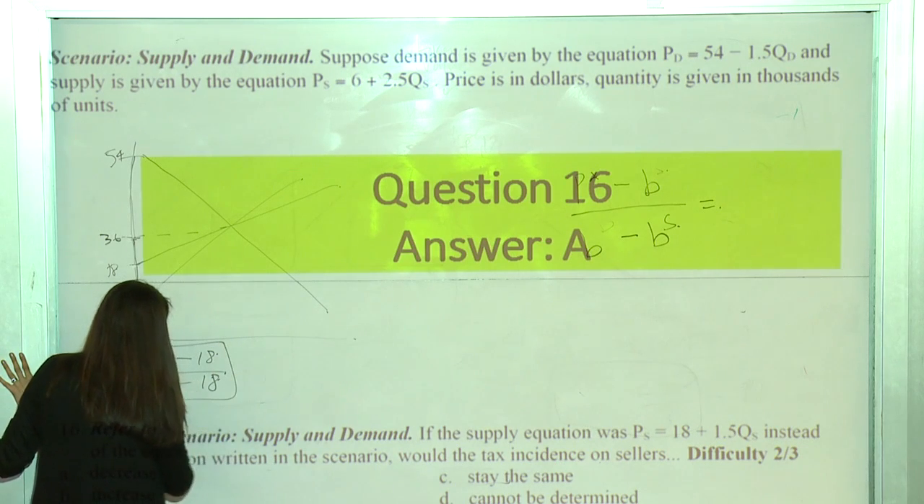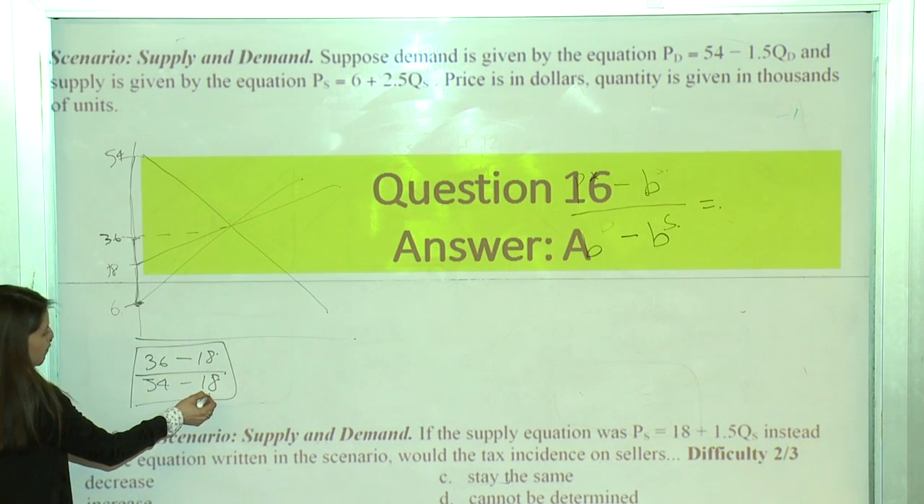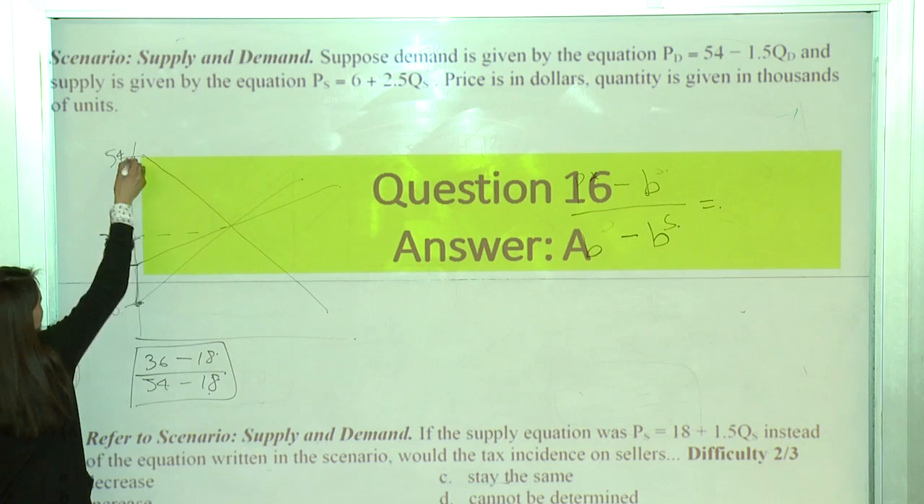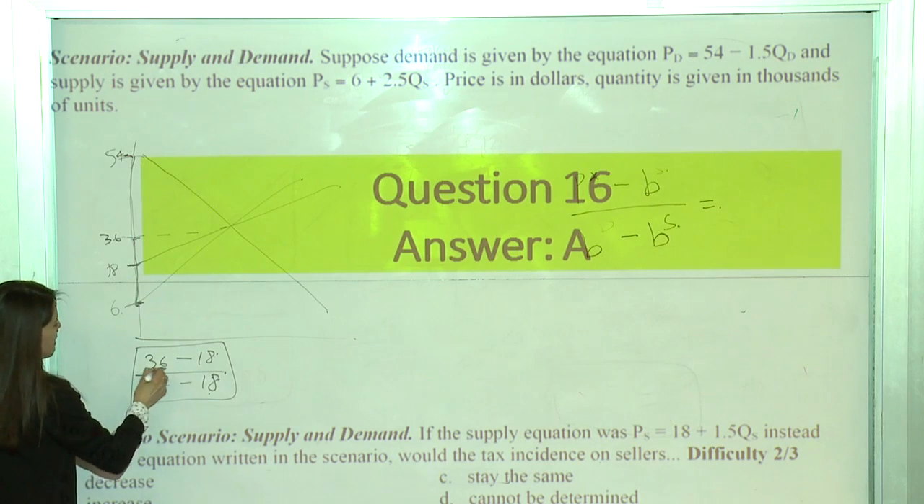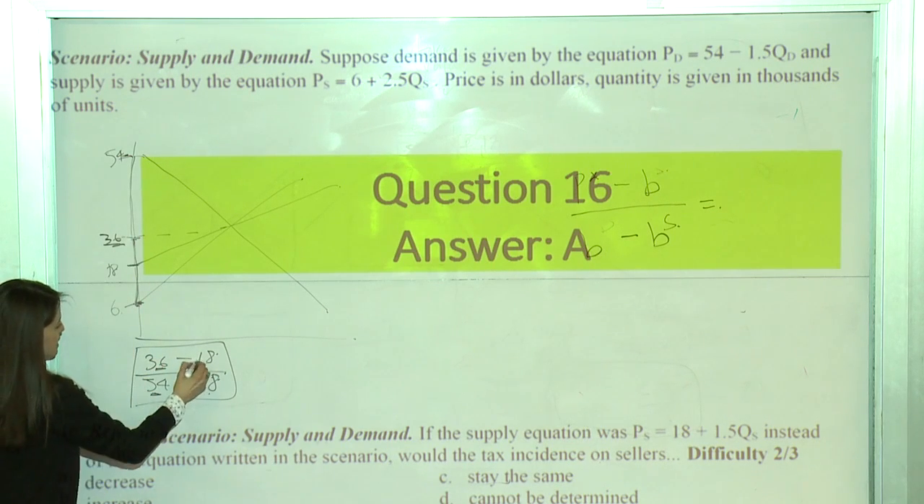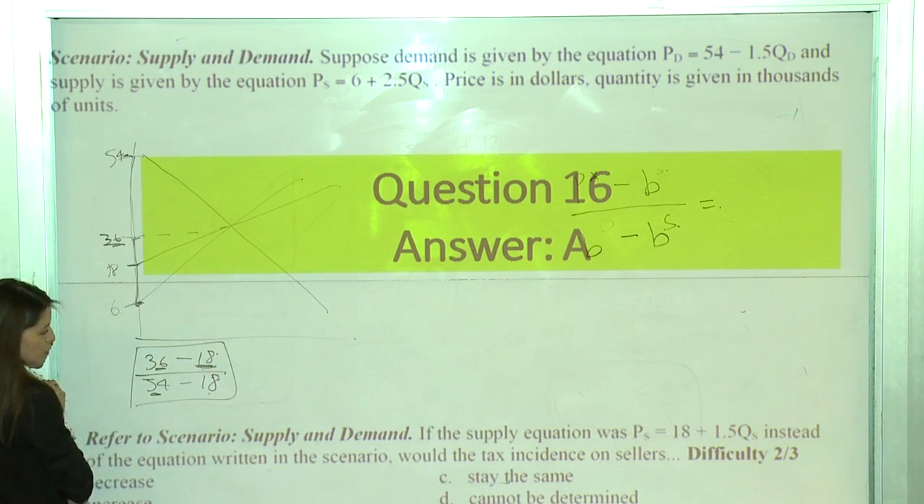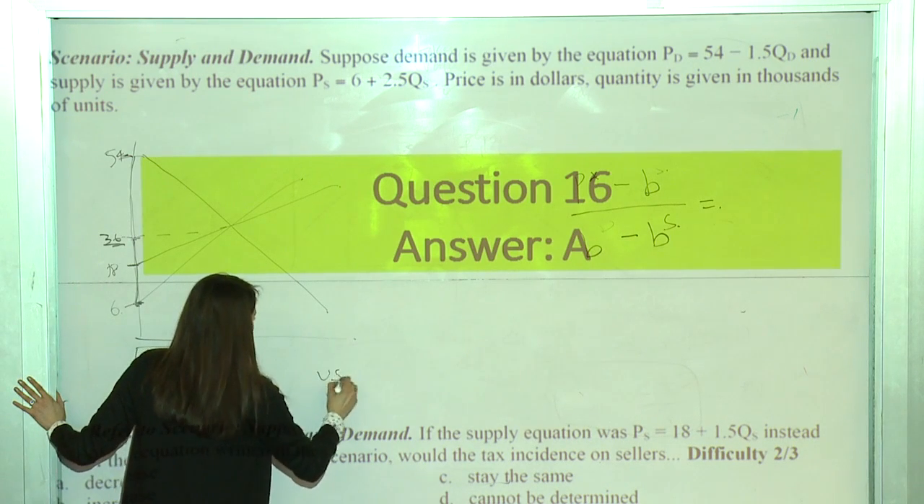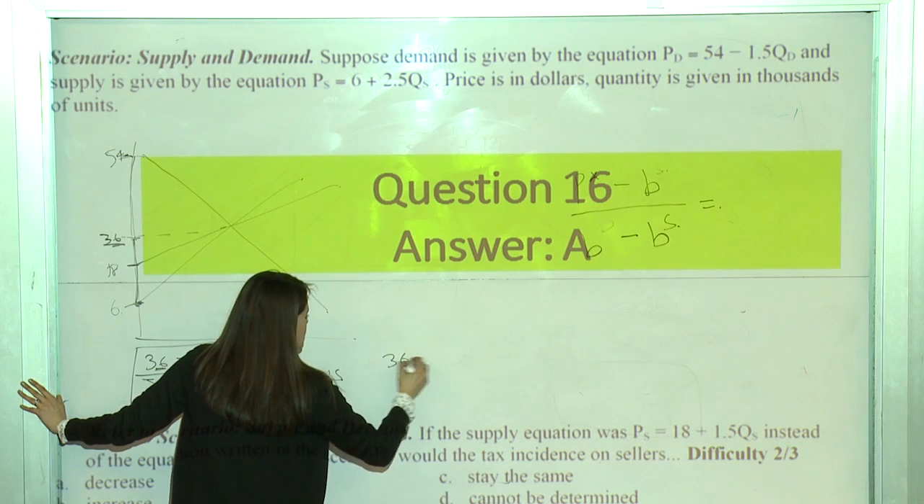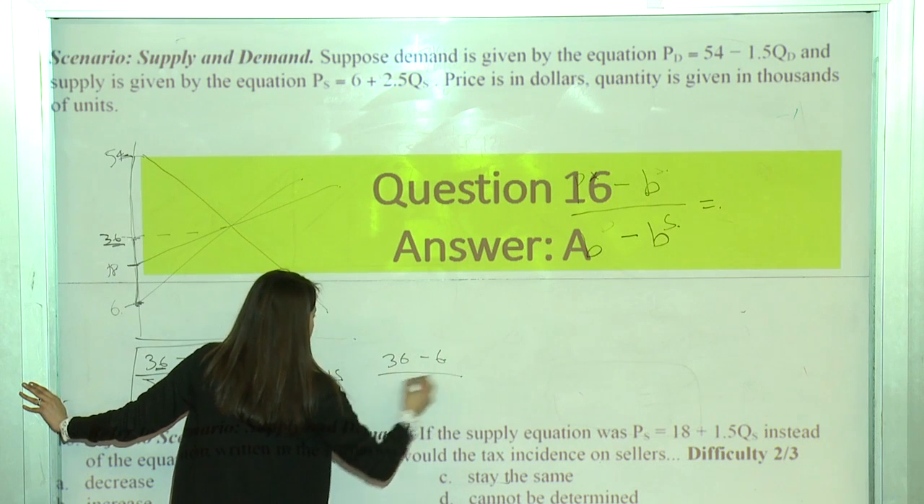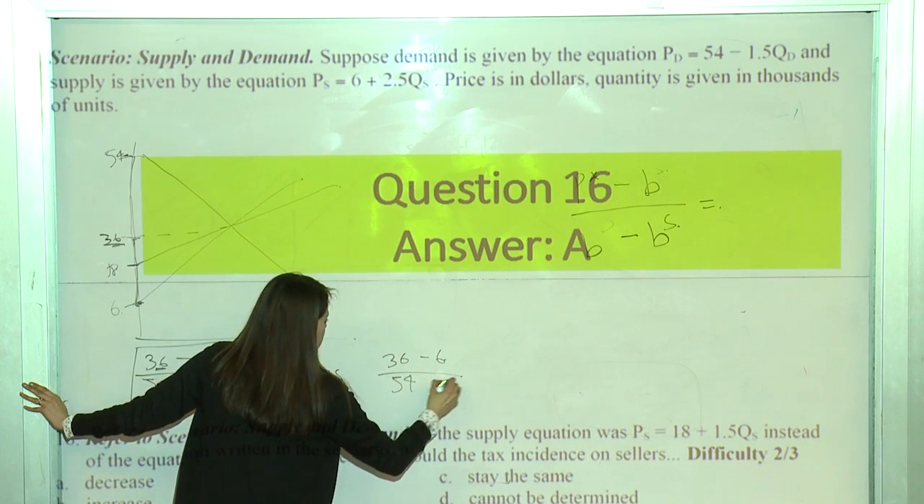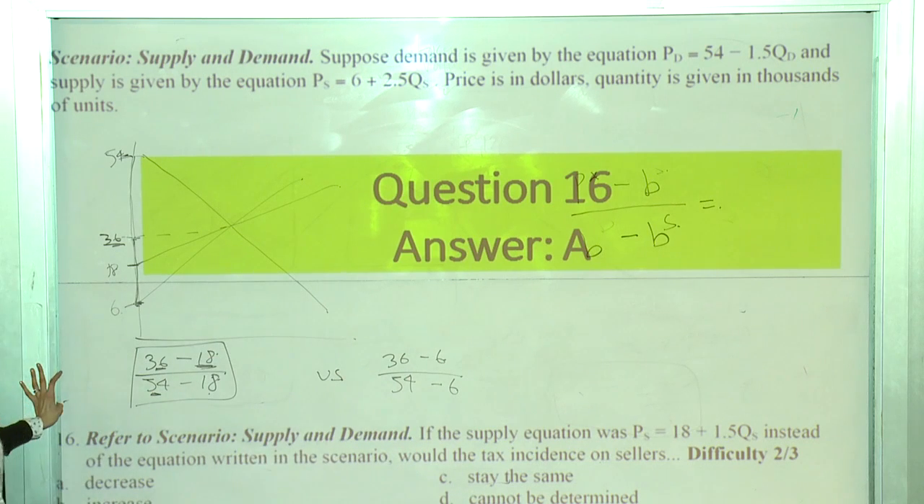So this is the new supply, this is the intercept of the supply function, this is the intercept of the demand function, this is the equilibrium price, and this is the intercept of the supply function. Versus before, that it was 36 minus 6 over 54 minus 6. Am I right now? Yes, okay?